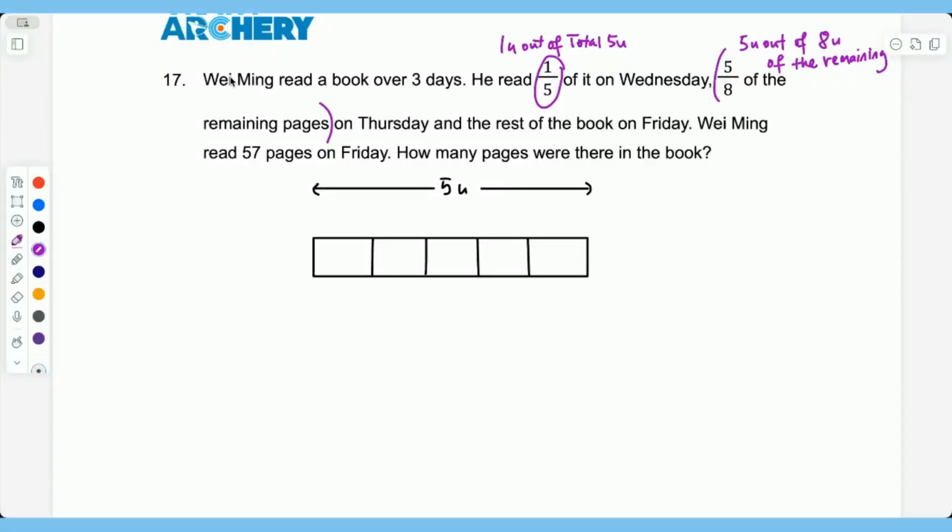Question 17. Wei Ming read the book over 3 days. He read 1/5 of it on Wednesday. That means that he read 1 unit out of total 5 units. We have a model here. The total is 5 units. And he read 1 unit on Wednesday.